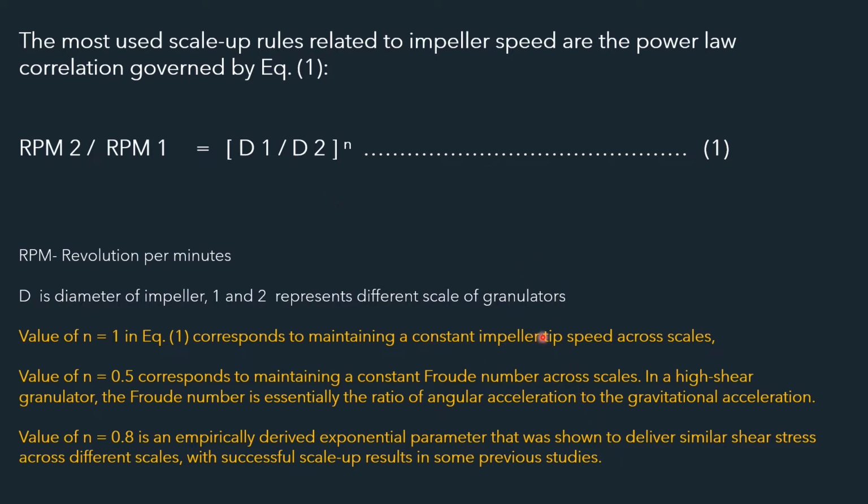For impeller tip speed, if your equipment is geometrically similar, meaning the same H by D ratio and similar impeller design, then you can easily go with the constant impeller tip speed rule. If your equipment is not geometrically similar, then you can go with the Froude number rule. Froude number is essentially a ratio of the angular acceleration to the gravitational acceleration, and it is reported in the literature that for non geometrically similar equipment you can go for scale up with the Froude number rule.